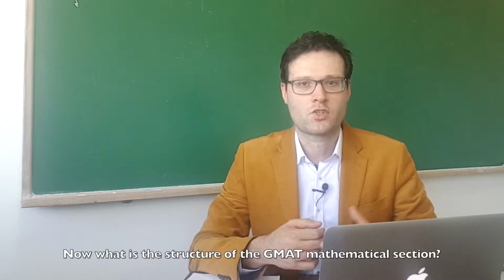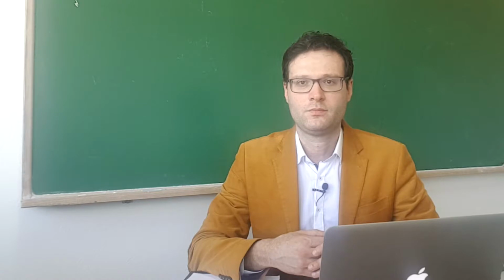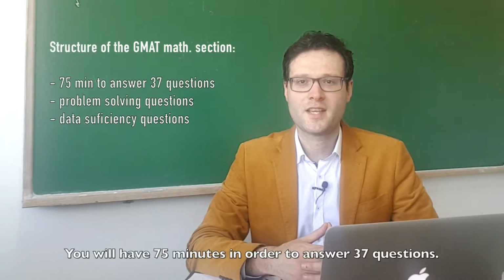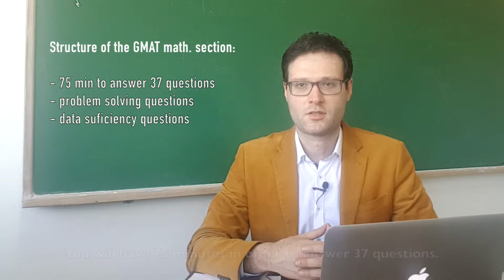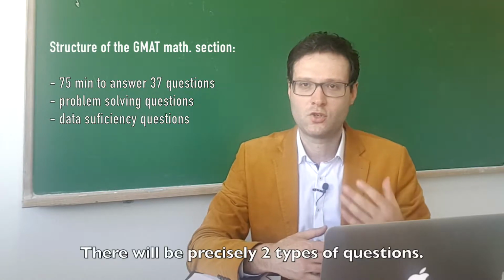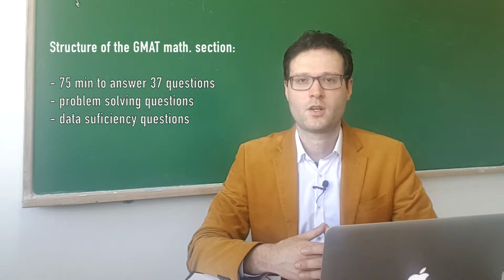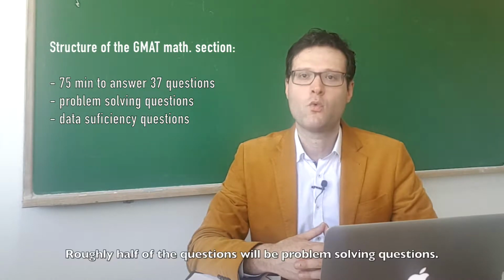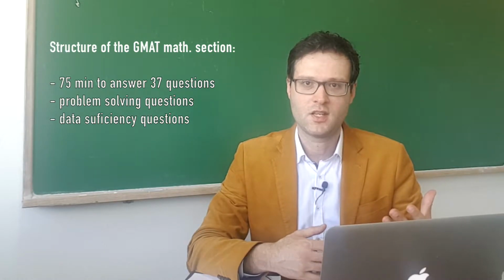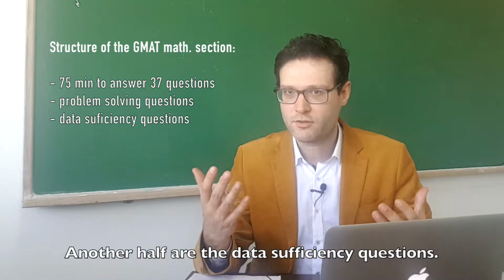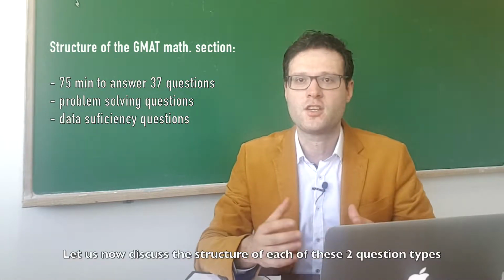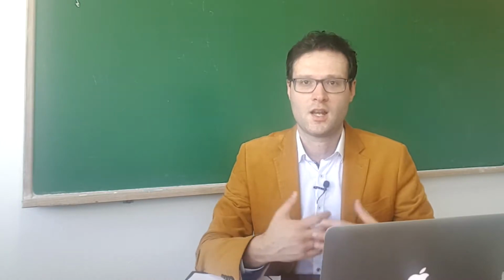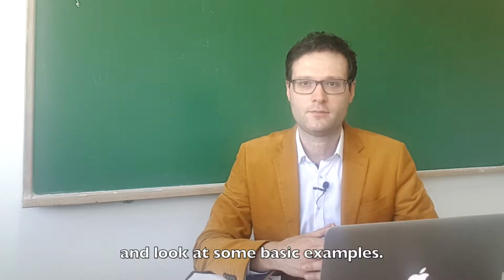Now, what is the structure of the GMAT mathematical section? You will have 75 minutes in order to answer 37 questions. There will be precisely two types of questions. Roughly half of the questions will be problem-solving questions. Another half are the data sufficiency questions. Let us now discuss the structure of each of these two question types and look at some basic examples.